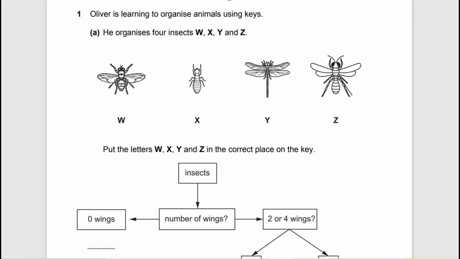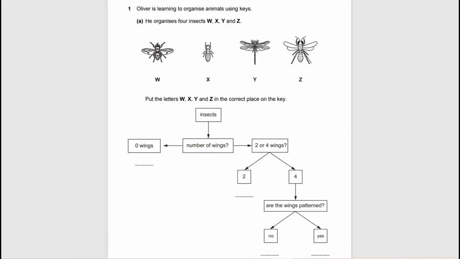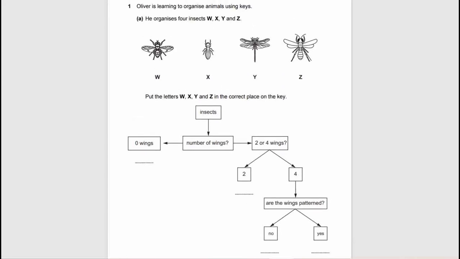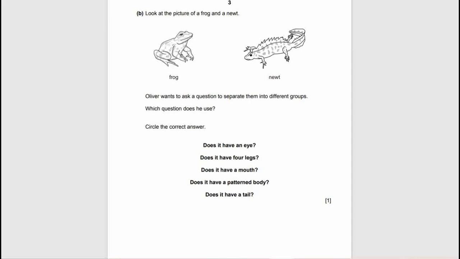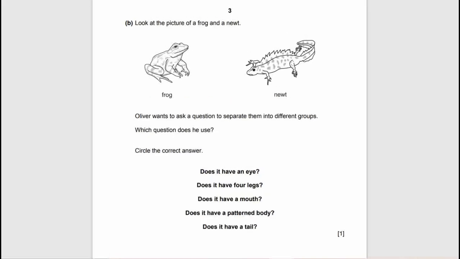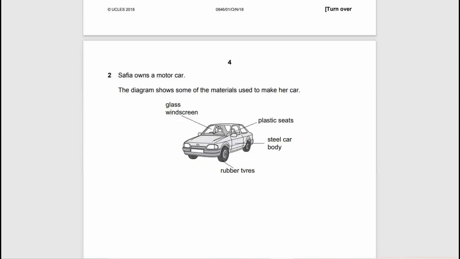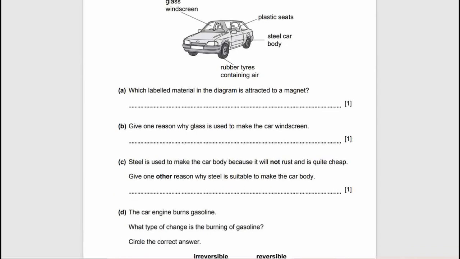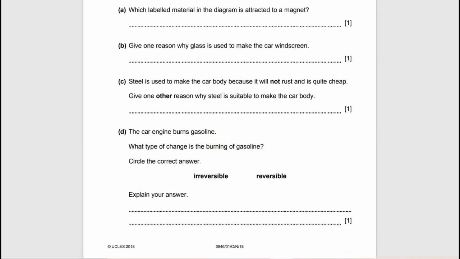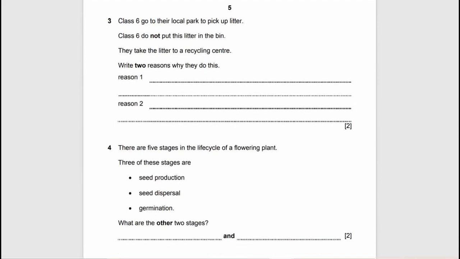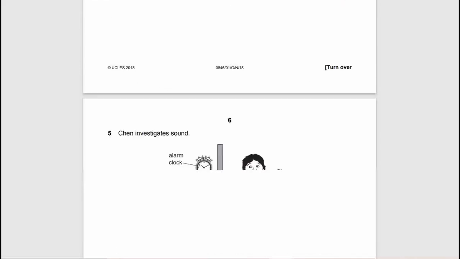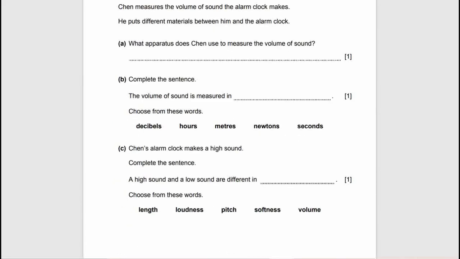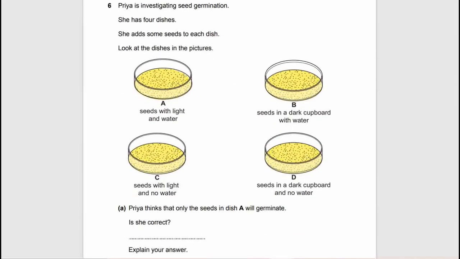This is question 1. And this is question 1B. This is question 2, A, B, and C. And this is question D. And this is question number 3 and number 4. And this is question number 5, A, B, and 5C. And this is question number 6, A.